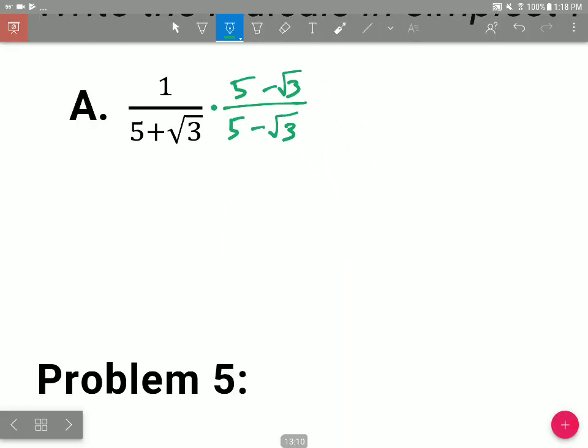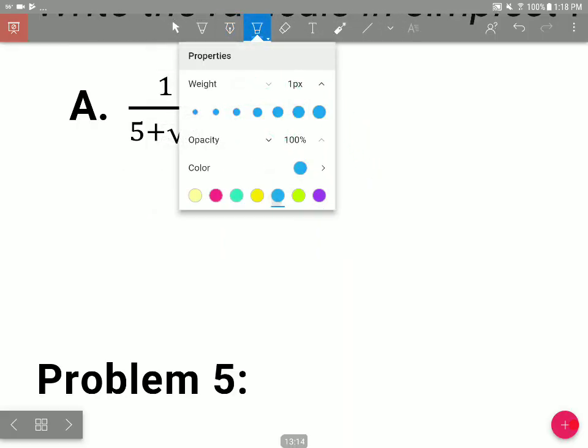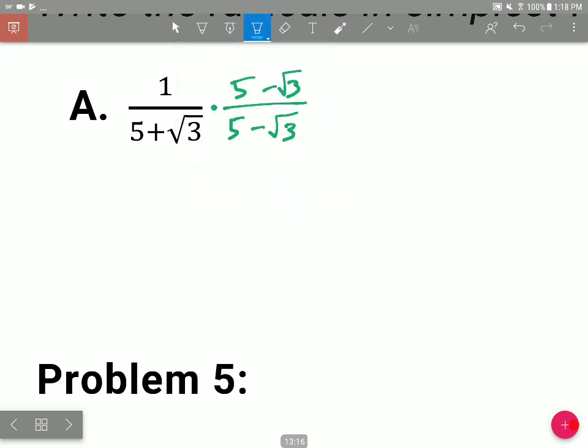And just so you believe what I'm doing here, I'm not trying to do some hocus pocus over you or anything like that. Don't write this down, just follow me. So if I do 5 plus root 3 times 5 minus root 3 and multiply that out, what is root 3 times root 3? Not 9. It would just be 3.